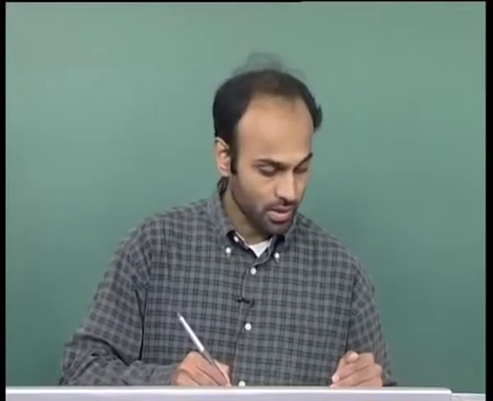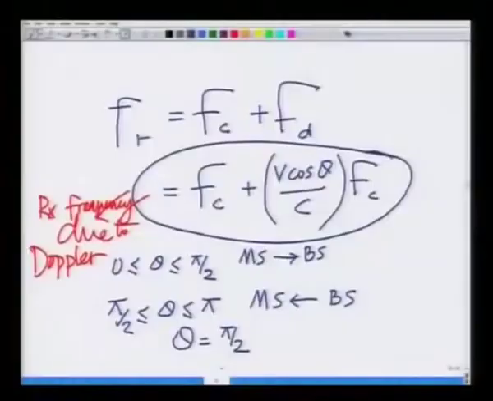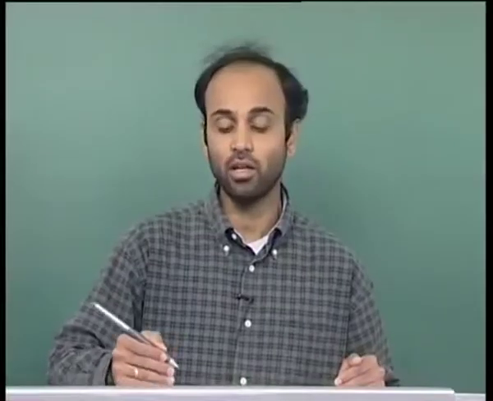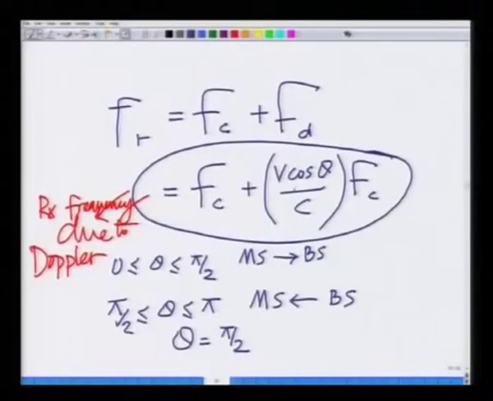We also introduced the notion of Doppler resulting from a moving mobile, that is, as the mobile moves with a velocity v, the received carrier frequency changes. In particular, that is given by the relation f c plus v cos theta over c times f c, where v cos theta over c times f c is the Doppler shift, v is the velocity of the mobile and theta is the angle of the velocity with the line joining the base station and the mobile.